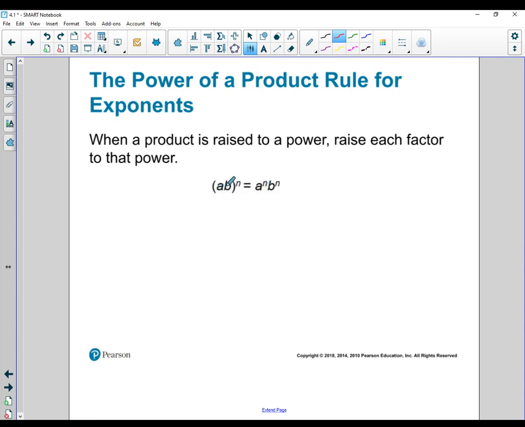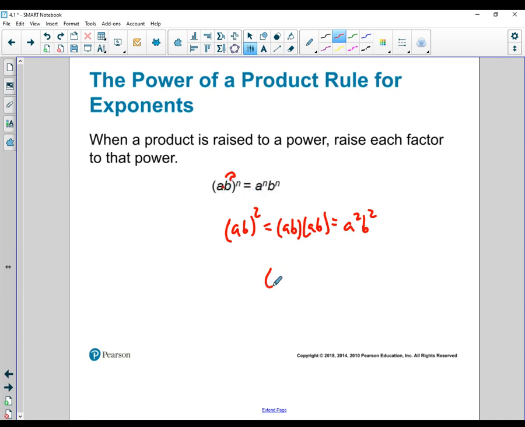If you have things multiplied all together to a power, you can pretty much just distribute that power to both. For example, if you had AB squared, that means AB times AB. You can multiply in any order, so you do the A squared and then B times B is B squared. So this is the case where you can throw the power into both if they're being multiplied.